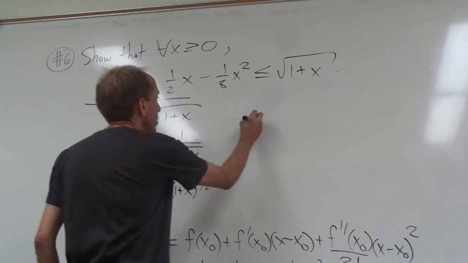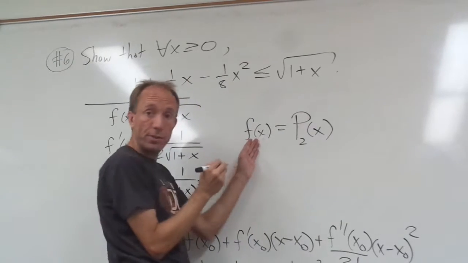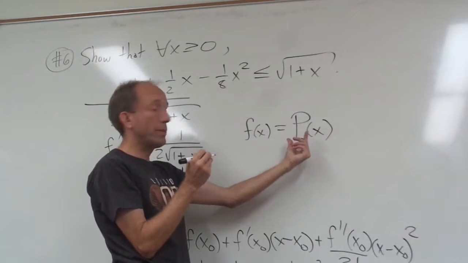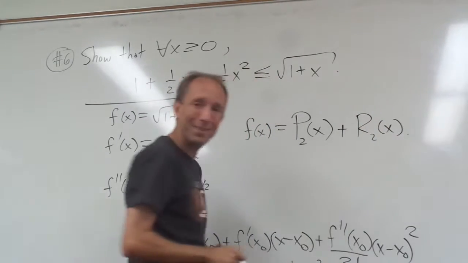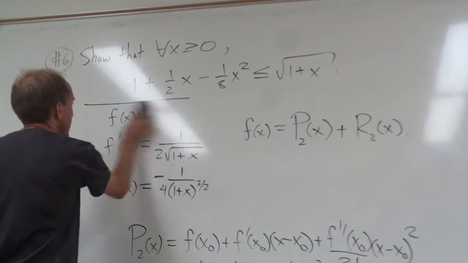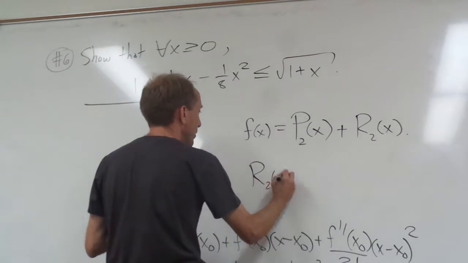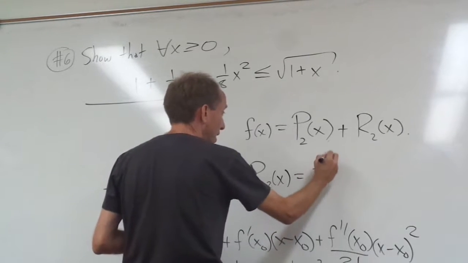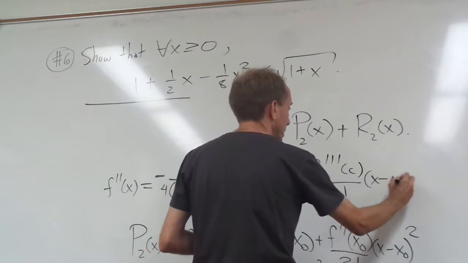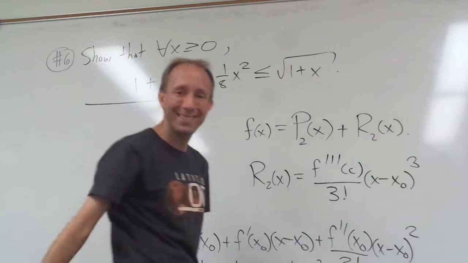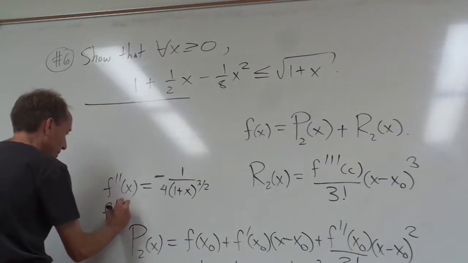Now remember that Taylor's theorem says that f of x is approximated by any Taylor polynomial I want, but then there is a remainder term here. So the remainder term, how does that work again? Well, the R2 of x would be the third derivative of f evaluated at c, divided by 3 factorial, times x minus x naught cubed. Right? Okay. So if I take a third derivative here, let's just do this really quickly.